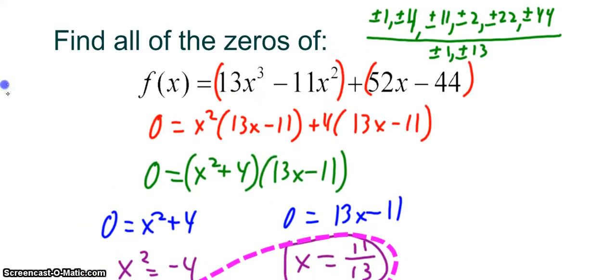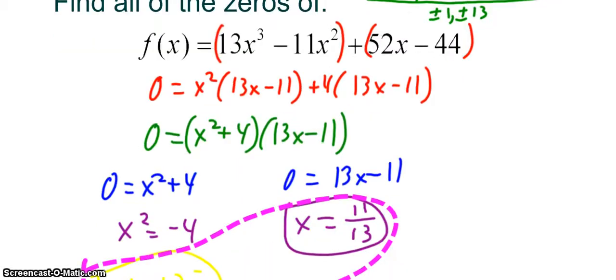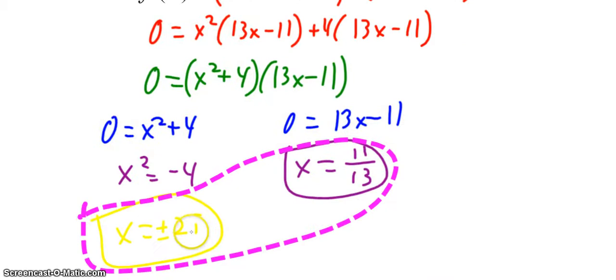There's 2 ways for this problem. This one factors. If it factors and you see that, try to factor it. That's probably going to be quicker and easier. So I factored this by grouping, set it equal to 0, take out an x squared, take out a 4. I get x squared plus 4 and 13x minus 11 equals 0. Set them each equal to 0 and solve. And that's how I got 11/13 and plus or minus 2i.